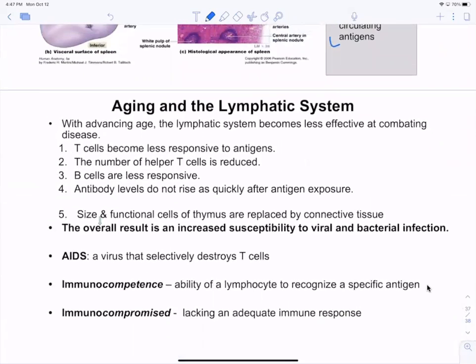So again, as people age, T cells not only become less responsive, but you have less T cells. B cells are also less responsive. They don't rise as quickly when an antigen is exposed on a cell membrane of a pathogen. The size and function of the thymus decreases, which means a decrease in the amount of mature T cells. And so you become immunocompromised or lacking a robust immune system. So that's it for the anatomy of the lymphatic system.